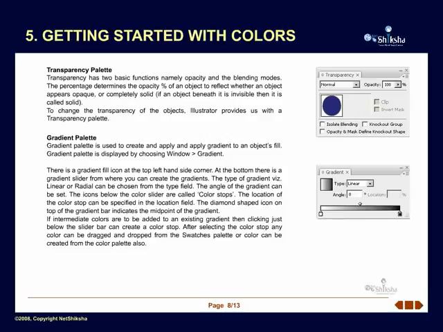If intermediate colors are to be added to an existing gradient, then clicking just below the slider bar can create a color stop. After selecting the color stop, any color can be dragged and dropped from the swatches palette, or color can be created from the color palette also.